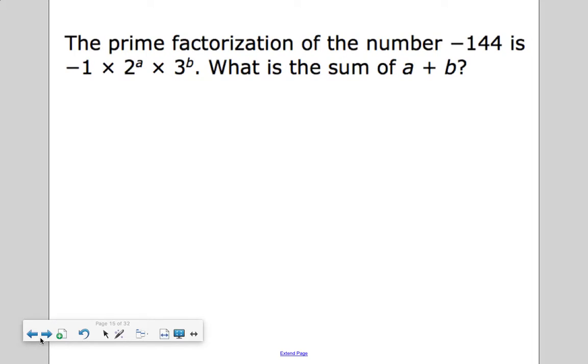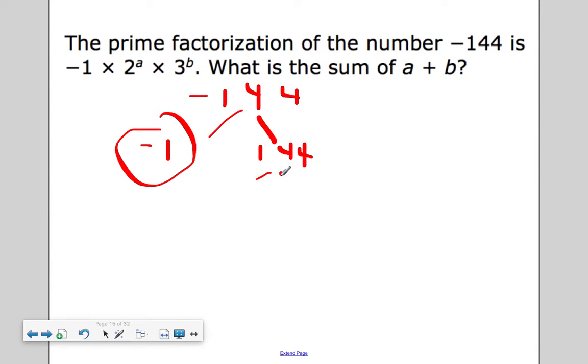So in this one, negative 144. They say the prime factor is negative 1 times 2 to the power something times 3 to the power something. So negative 144 is negative 1 times 144. I circle negative 1. It's prime. 144 consists of 12 and 12. 12 is composed of 2 and 6. Circle it, prime. 6 is 2 and 3.